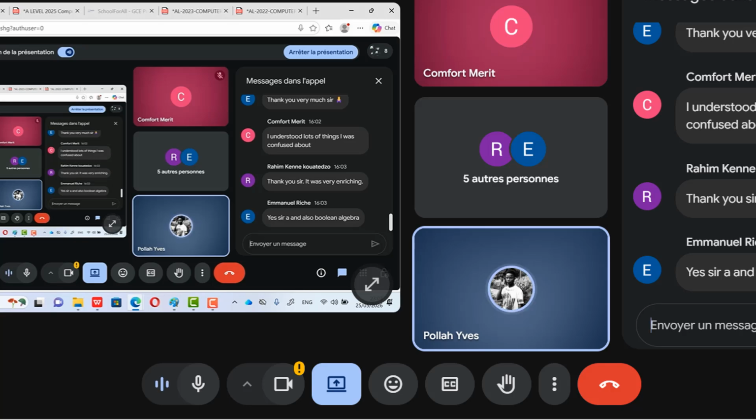Now, searching algorithm. Searching algorithm, you don't need to know the algorithm itself. You just need to know the working principle. That's all. So that one also you need to know under algorithm.